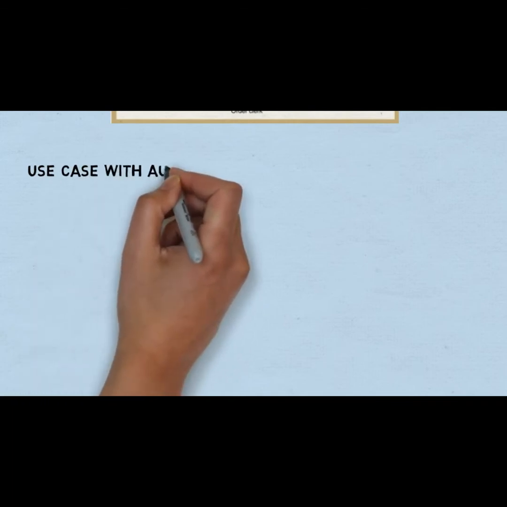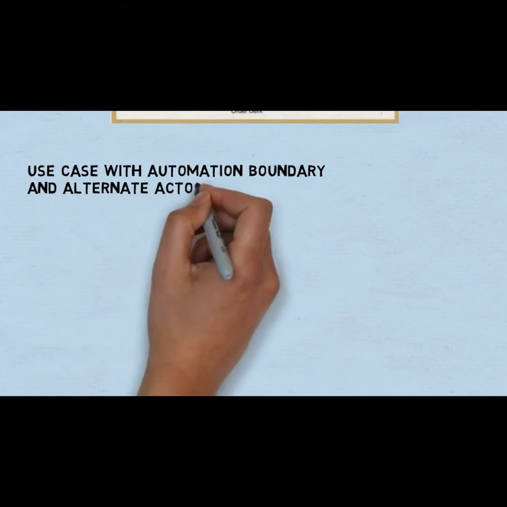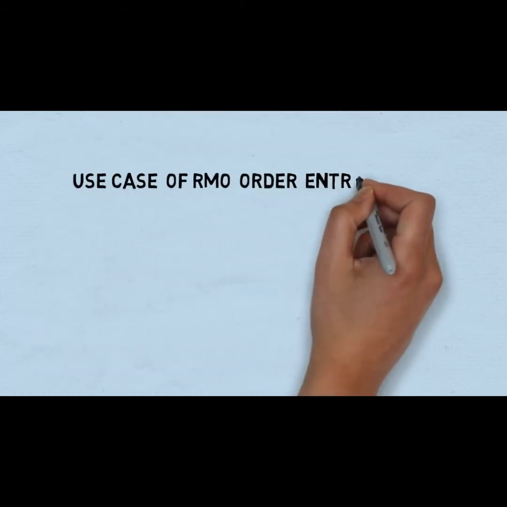Use case with automation boundary and alternate actor notation, wherein we expand the use case diagram with other actors and use cases. A relationship line allows each actor to interact with each use case. The automation boundary is a line drawn around the entire set of use cases. It defines the interface between actor and computer system. Use case of the RMO order entry subsystem.